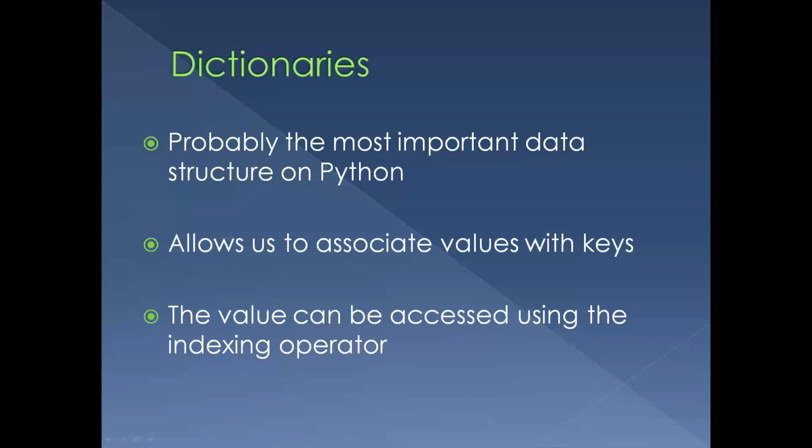Okay, hopefully you had enough time to do what you have to do on our break. And now we're going to cover one more data structure, all right? And then we'll write some more scripts to demonstrate the data structures and the control structures. So one more data structure I want to cover here is dictionaries. Dictionaries are probably the most important data structure in Python. It allows us to associate values with keys. The value can be accessed using the indexing operator.